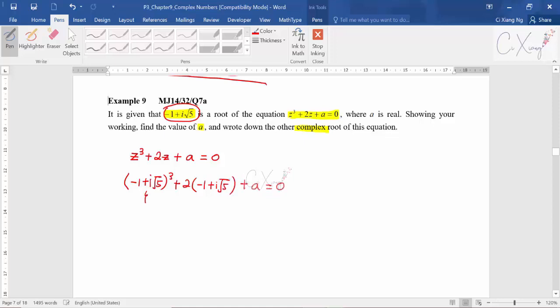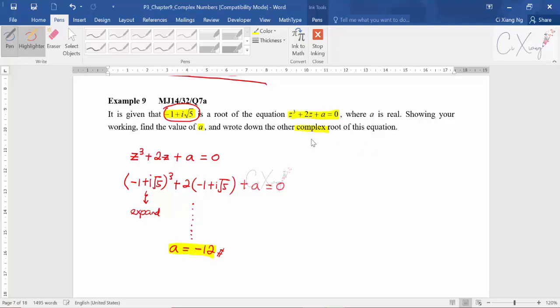Okay, so please spend some time to expand this. And then after that, you move everything to the right hand side and keep the A on the left. Eventually, you will get A, which equals negative 12. I'm not going to show you the detail for this question, you try it on your own. So your A is negative 12.